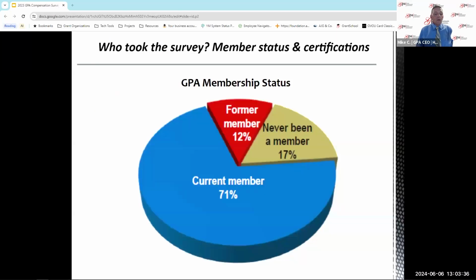So let's jump in. We reach out to the audience of grant professionals to participate in this survey, and one of the greatest areas of response is obviously GPA members. 71% of the participants in the 2023 salary survey were GPA members, but we also had 29% who were either former members or never been members of the association. Although that's a smaller group than we've had represented in the past, it still helps us gather good data on the profession and where we are with regards to salary and benefits.